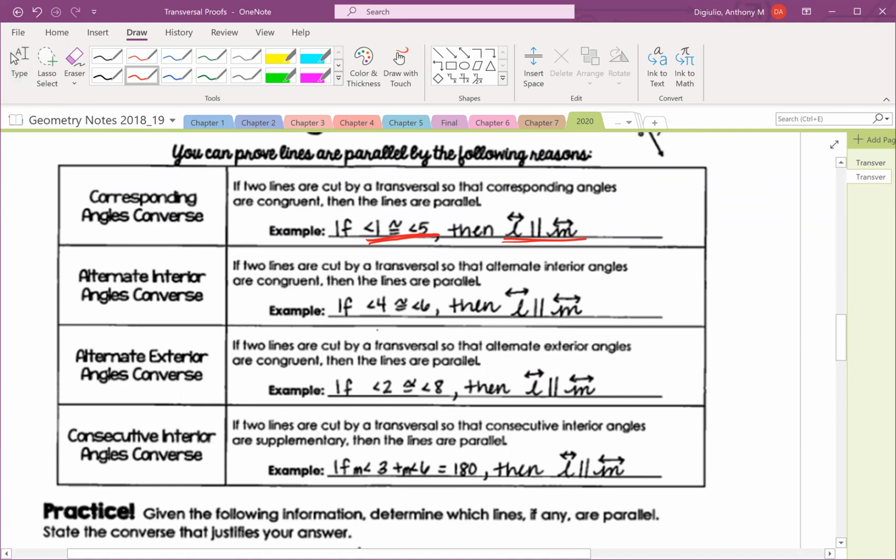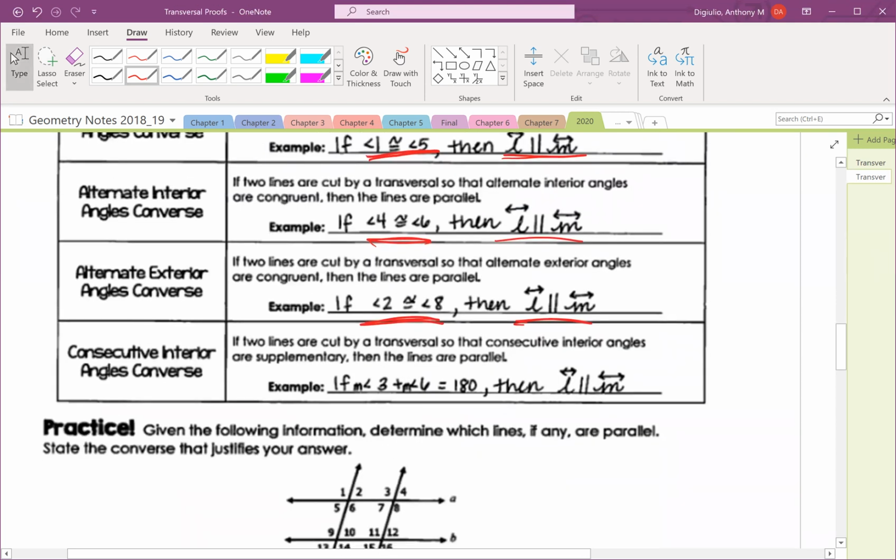Alternate interior angles: if those alternate interior angles are congruent, the lines are parallel. If the alternate exterior angles are congruent, the lines are parallel. The only one that's slightly different is the consecutive interior angles, or I think we call them same side interior angles a lot. It's just saying that if the two angles are supplementary to each other, if they add up to 180, then those lines are parallel.